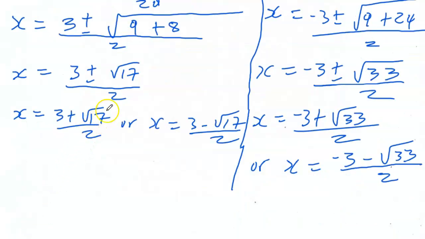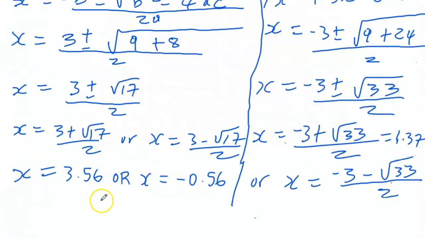So let's use a calculator to work out these values now. So 3 plus root 17 divided by 2, let me use 2 decimal places. Now I paused the video to do the calculations. So 3 plus root 17 divided by 2, that's 3.56. And 3 minus root 17 divided by 2, that's negative 0.56. And over here, 1.37. And over here, I didn't work out the value. It's actually a negative value. Let me just work it out.